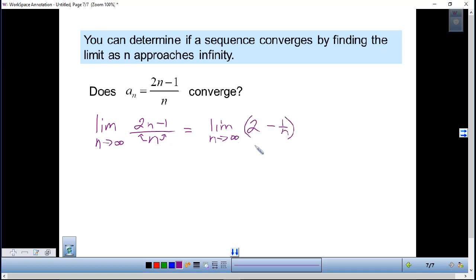Now remember, you can think about this as taking the limit of the 2 and the limit as n approaches infinity of 1 over n, and then just subtracting them. So what is the limit as n approaches infinity of 2, and what is the limit as n approaches infinity of 1 over n? As n approaches infinity, what is going to happen to 2? Absolutely nothing. So that's just going to be equal to 2. And what happens as n goes to infinity here? The bottom's getting larger and larger, and the overall value of the fraction is getting smaller and smaller, so that's going to approach 0. So this sequence is going to converge to 2.